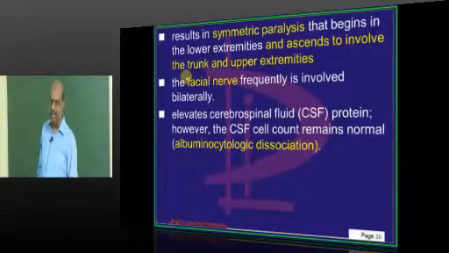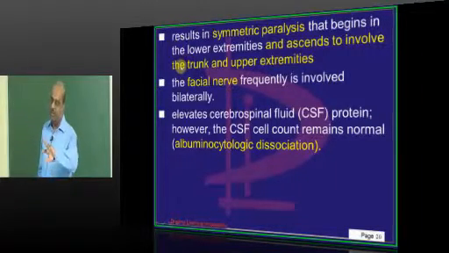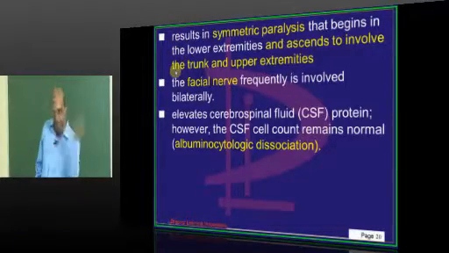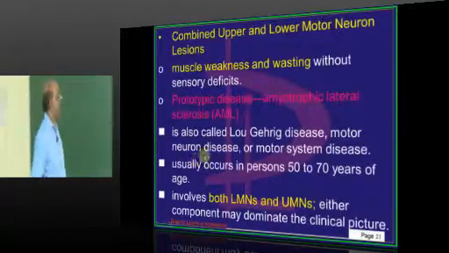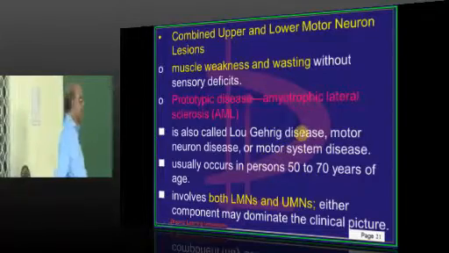Unlike in bacterial meningitis, what will happen? In the CSF in bacterial meningitis, both the albumin and also the cells, both of them are elevated. It's not like that in Guillain-Barré.